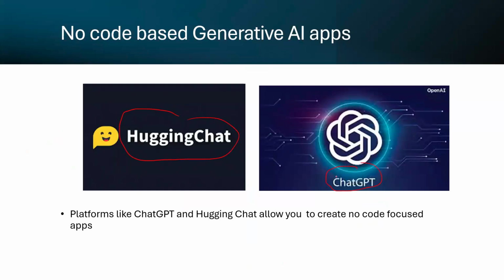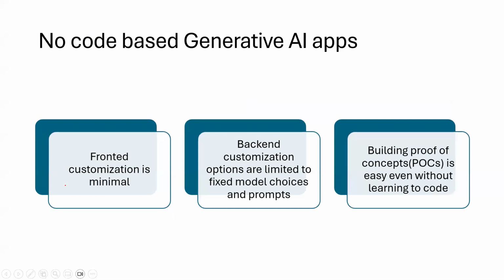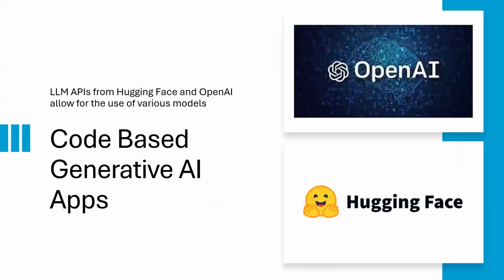So, no-code based generators: these are the two platforms, Hugging Chat, as we discussed already, and ChatGPT. These help us create no-code focused apps. But we cannot customize the front end, adding more components and prompts; it is very minimal. These will help only for the proof of concept. If you want to add your own modules and more components, and customize as per your requirements, we must use code-based apps only.